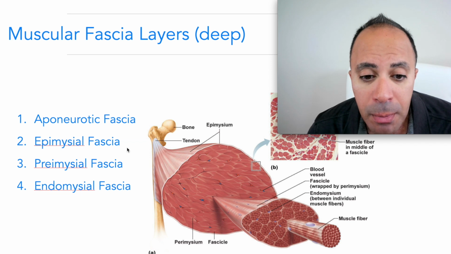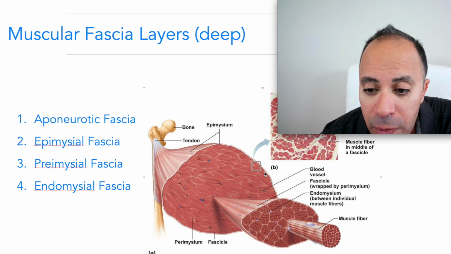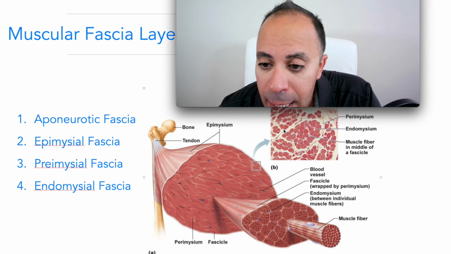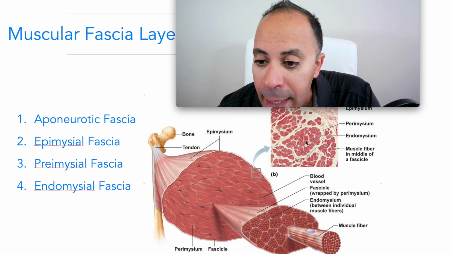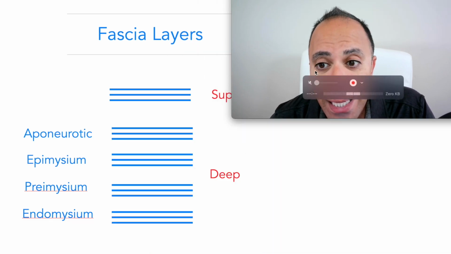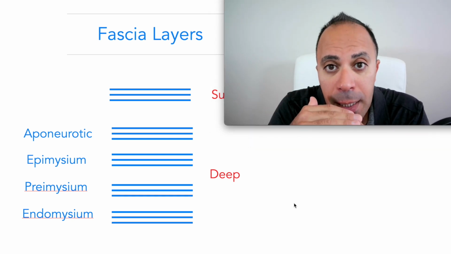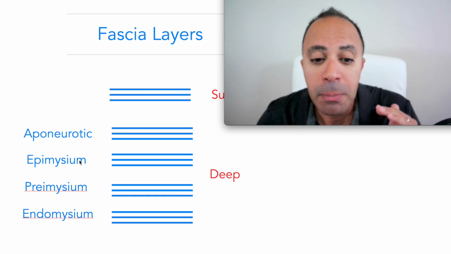The epimysium wraps the individual muscle, as you can see here. The perimysium wraps a bundle of fibers, you can see it here. And the endomysium wraps each individual fiber. Each of these layers actually consists of 2 to 3 sublayers: the aponeurotic fascia, 2 to 3 epimysium, 2 to 3 perimysium.